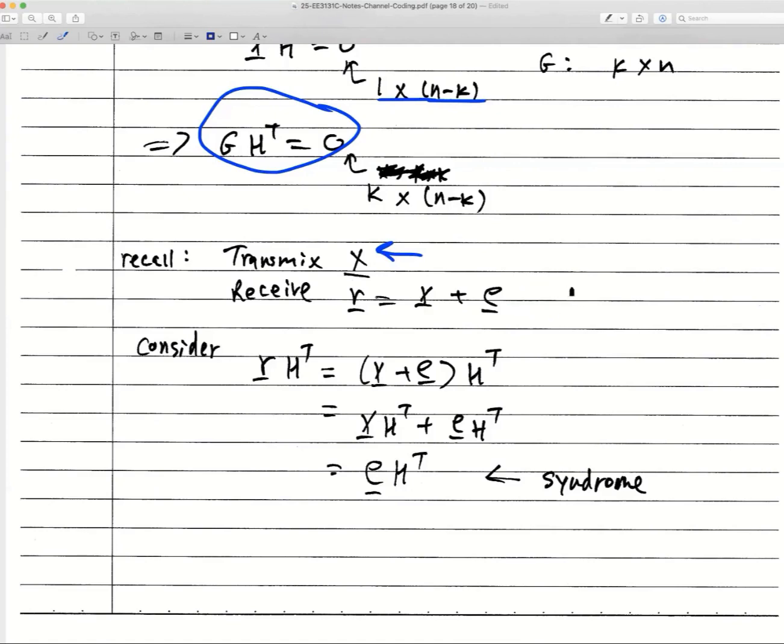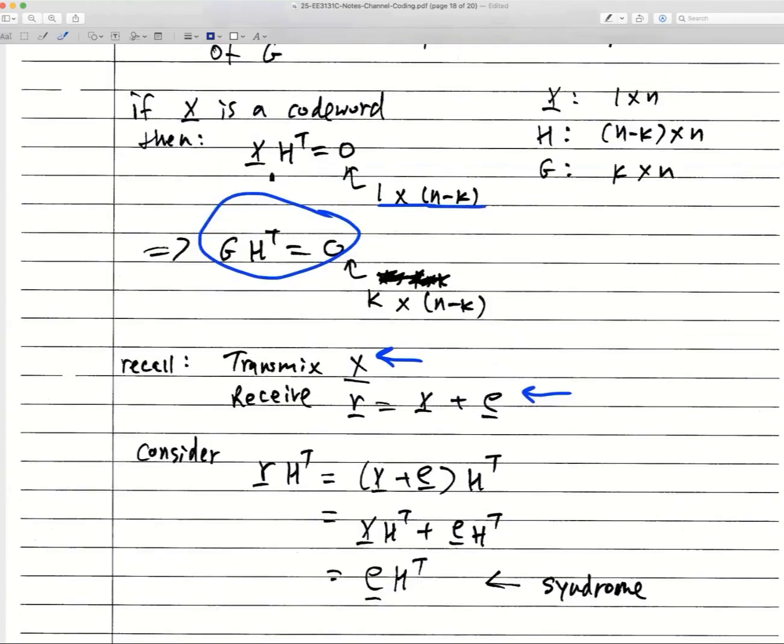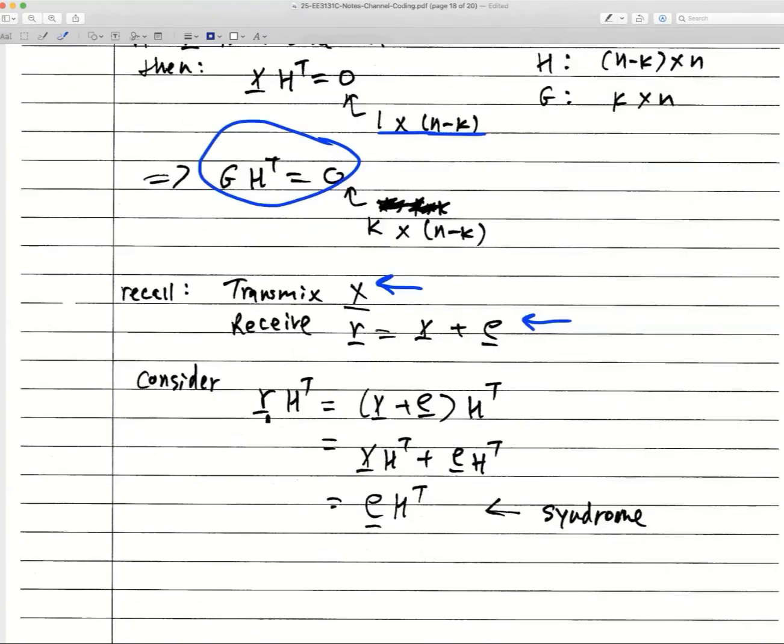Okay, I'm going to receive this noisy vector r, which is X plus some error vector. Now let's compute RH transpose. Matrix multiplication is linear and it follows the same rules of addition and distribution as normal addition. So RH transpose is just (X plus E) H transpose, which is XH transpose plus EH transpose. And we know that XH transpose is 0. So when you multiply the received vector times H transpose, what you get is EH transpose.